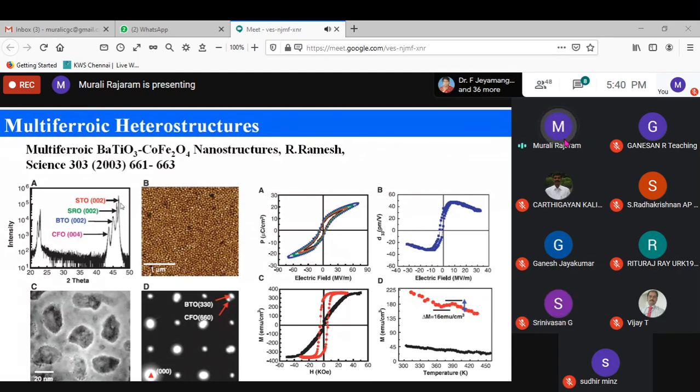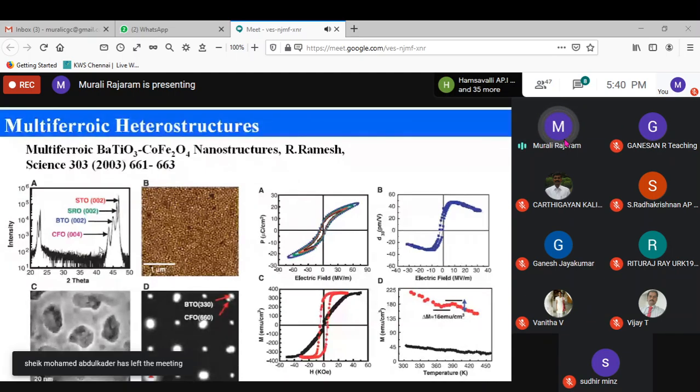If you want to measure the electrical properties, you need a bottom electrode. So this acts like a bottom electrode, over which it shows the barium titanate peaks, and then the cobalt ferrite peak. These are all the substrate peaks. There are no other peaks, so this is quite epitaxial. Epitaxial means it is a single crystalline material.